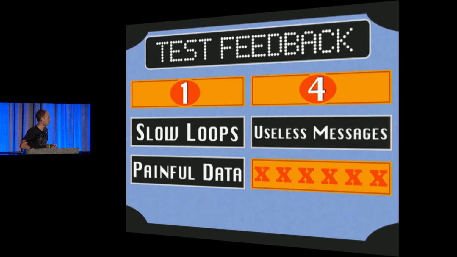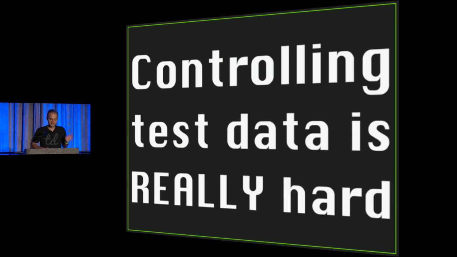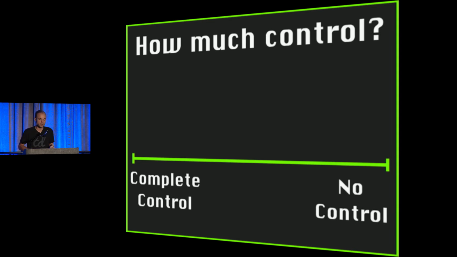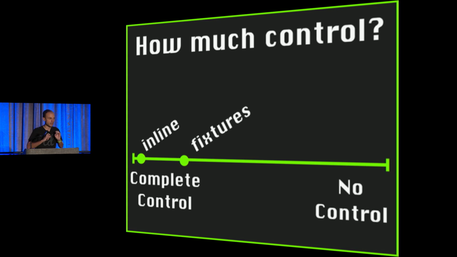Next up, I want to talk about painful data, because controlling test data is really hard. And how much control each of our tests have over their data varies based on our strategy. For example, you can create every new model inline in each test, which is very verbose but gives you a lot of control. Or you could use a fixture strategy where you have a handful of models that are a starting point to every test.